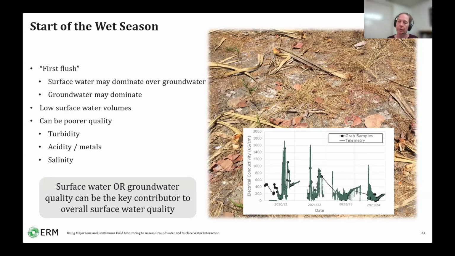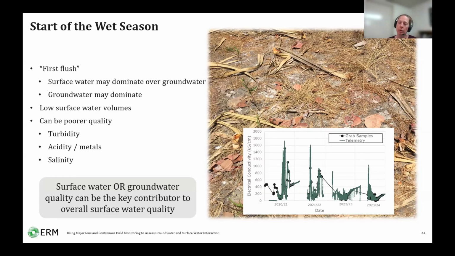You can see on the graph too the first flush at the start of the wet season. Each of the 4 sets of data is 4 different wet seasons. That can be really difficult to capture by manual grab samples alone, which are the black dots. The telemetry or the data loggers really come into their own here, shown in the green, to capture that finer detail. So the start of the wet season is typically a time of little base flow, groundwater to surface water, where the surface water flow could be dominated by surface water runoff instead of base flow.